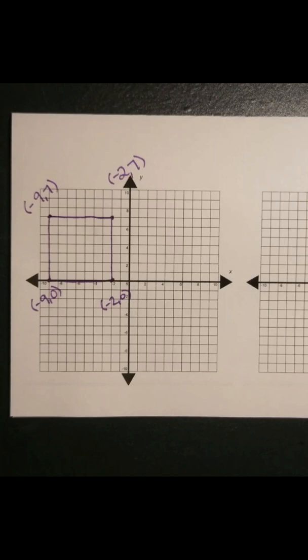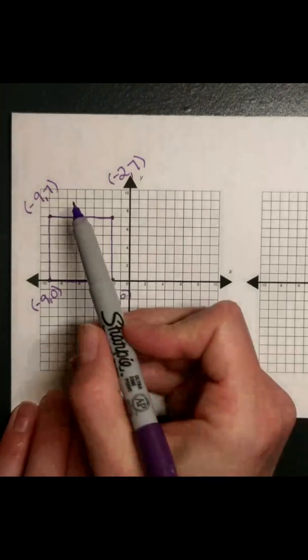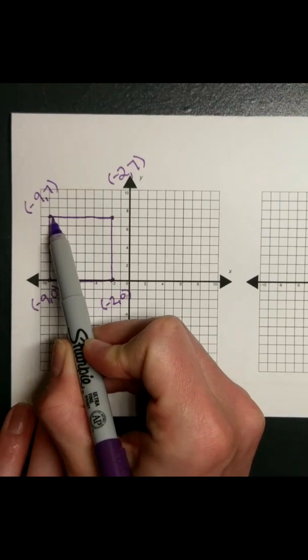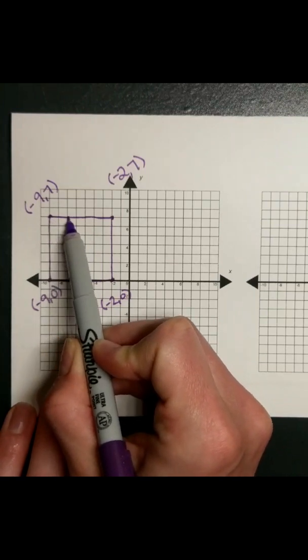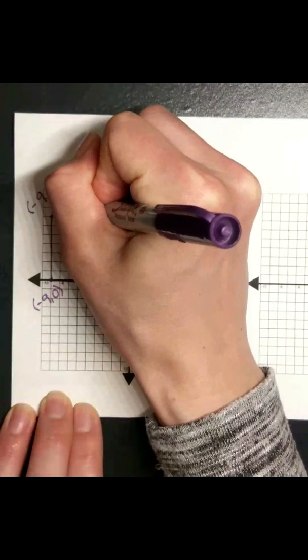Now, why would you want this? Well, you may need this when you're finding distance, when you're finding area, when you're finding perimeter. So one thing that we can do to find side length is just simply count the boxes. So let's say I want this side right here. I can start at one point, count on over till I get to the other. 1, 2, 3, 4, 5, 6, 7. My side length then is 7 units.